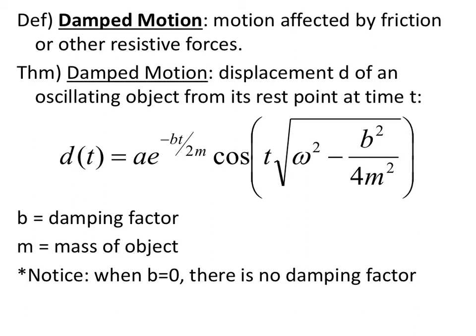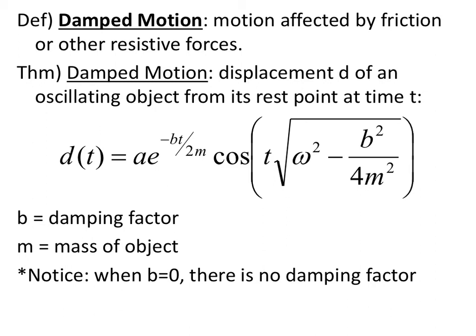So obviously the only time simple harmonic motion happens is if you're in a vacuum. Everything in the real world is affected by some kind of resistive forces. So that's damp motion. Damp motion takes into account these resistive forces like friction and air resistance. So go ahead and pause the video and write down the equation for damp motion.